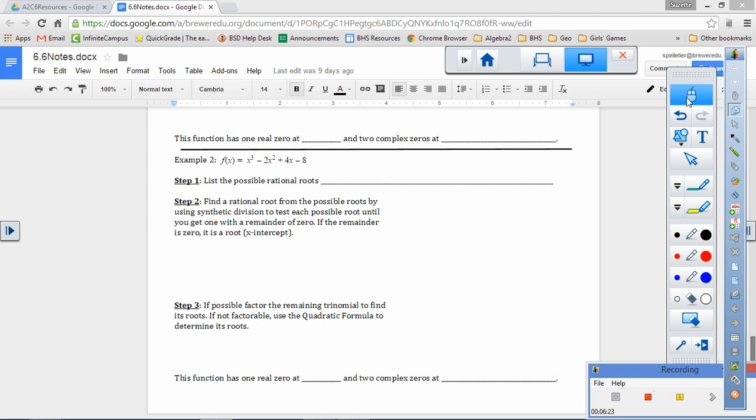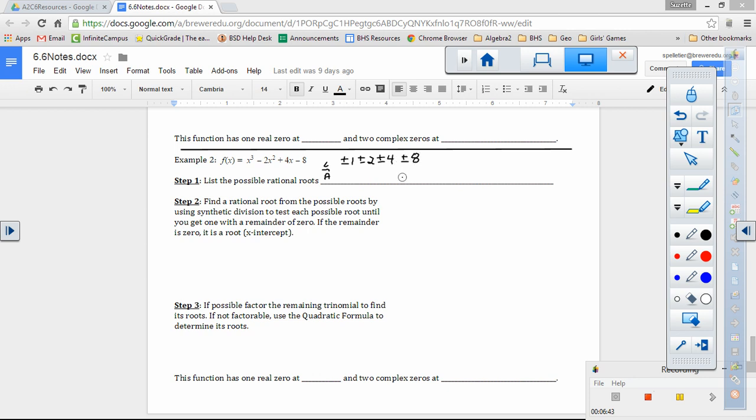All right, so let's try it again with this one. List the possible rational roots. So c over a. Plus or minus 1, plus or minus 2, plus or minus 4, plus or minus 8. Those are all the factors of 8, and they're all over plus or minus 1. So I'm going to have positive 1, negative 1, positive 2, negative 2, positive 4, negative 4, positive 8, negative 8. Okay, lots of combinations to try.